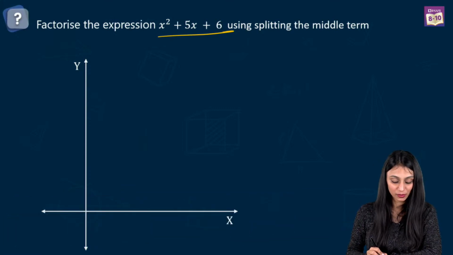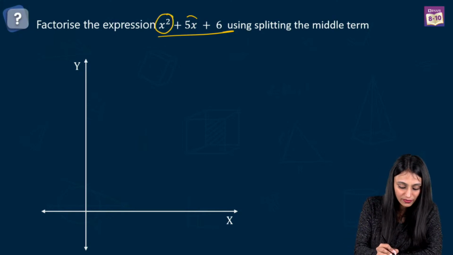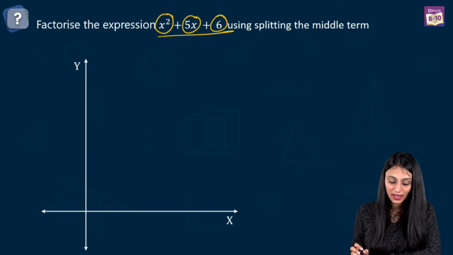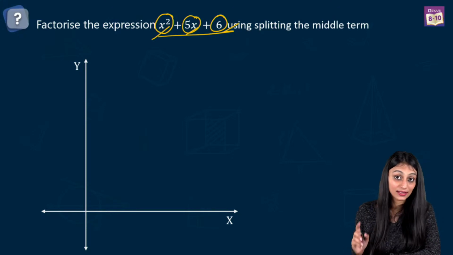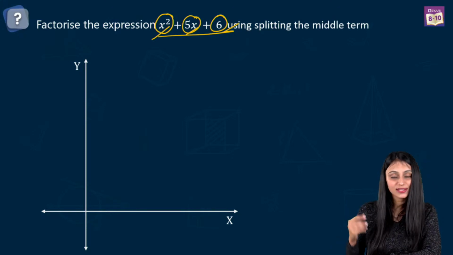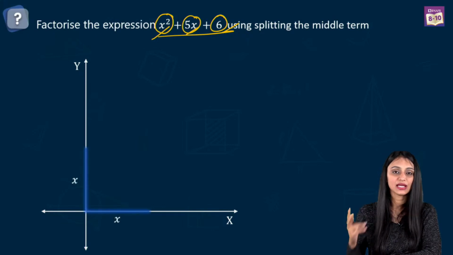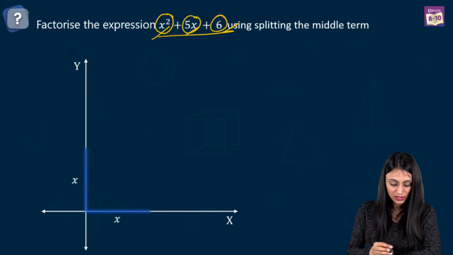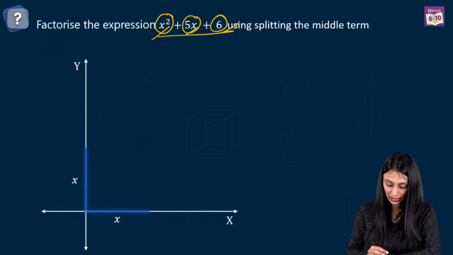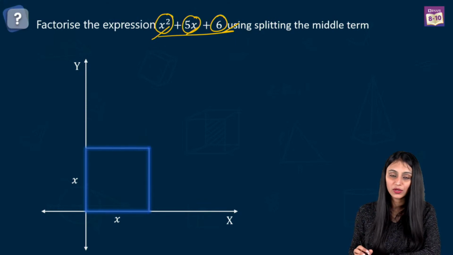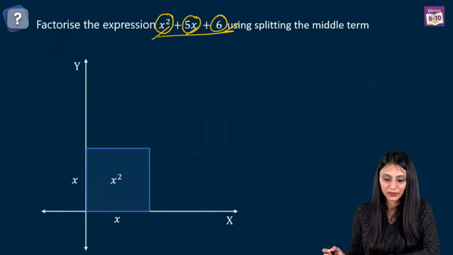Alright, so this is the Cartesian plane that we have. So we have three terms over here, x square, 5x and 6, right? This is the first term, that's second term, that's third term. So to understand this, let's first see how this expression has been formed. Let's take a square of side length x units, right? So this is x, you can see on the screen, right? So the area of this square would become what? That would be x square, right?